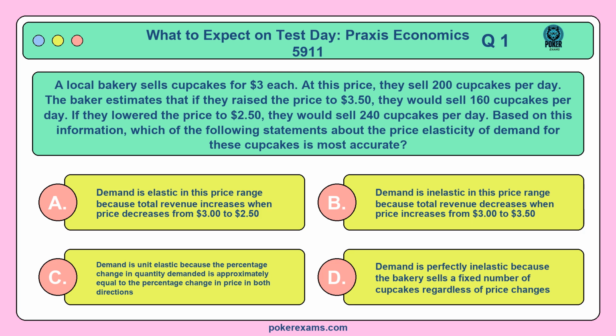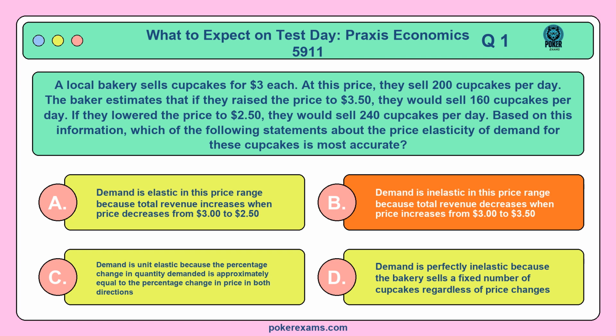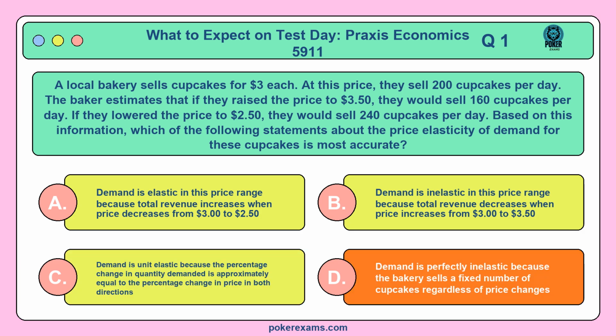Based on this information, which of the following statements about the price elasticity of demand for these cupcakes is most accurate? Option A. Demand is elastic in this price range because total revenue increases when price decreases from $3 to $2.50. B. Demand is inelastic in this price range because total revenue decreases when price increases from $3 to $3.50. C. Demand is unit elastic because the percentage change in quantity demanded is approximately equal to the percentage change in price in both directions. Or D. Demand is perfectly inelastic because the bakery sells a fixed number of cupcakes regardless of price changes.